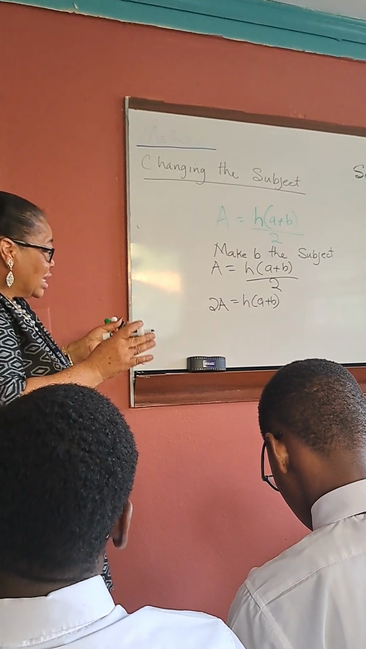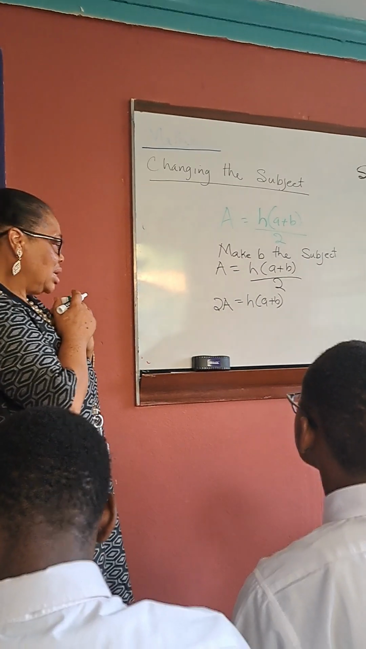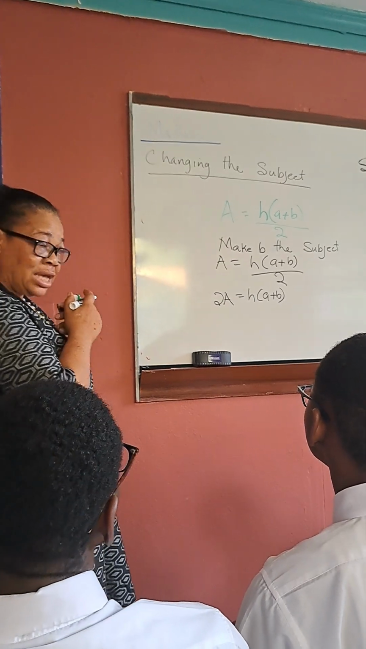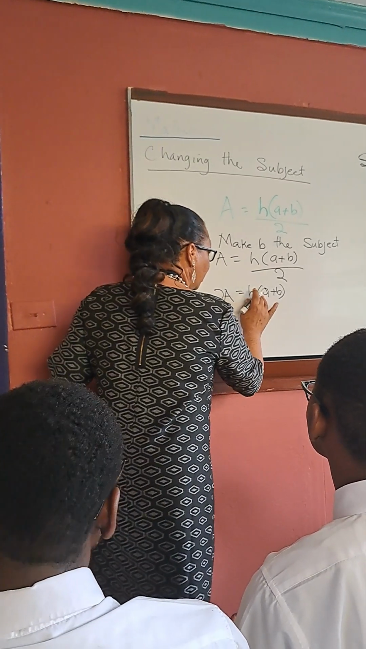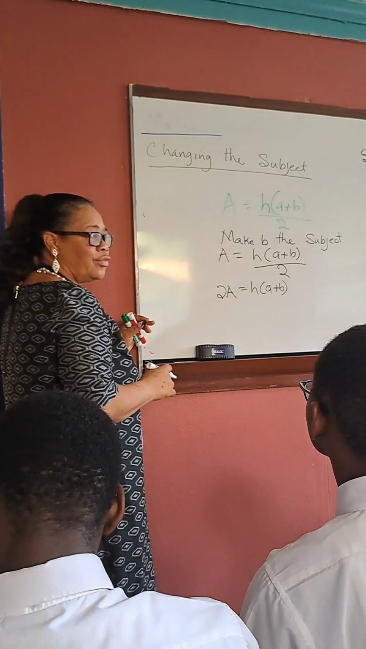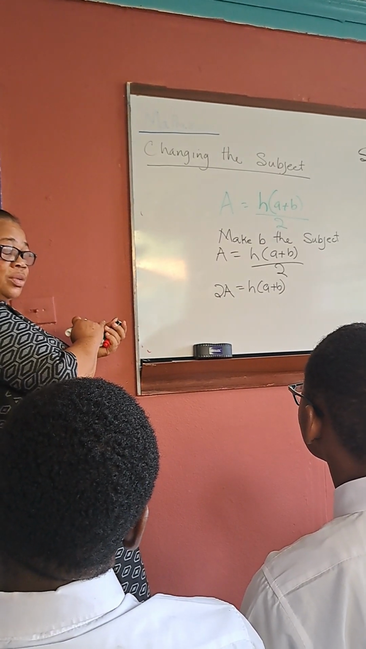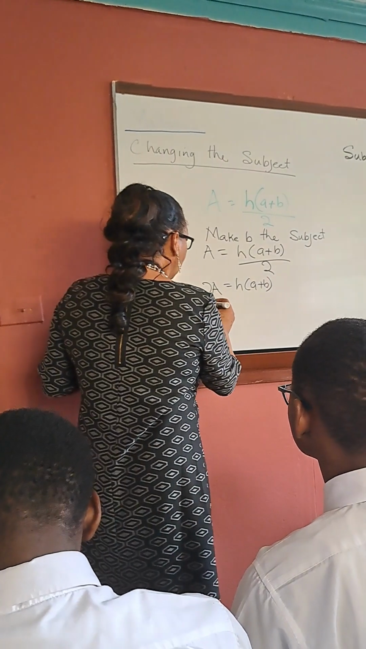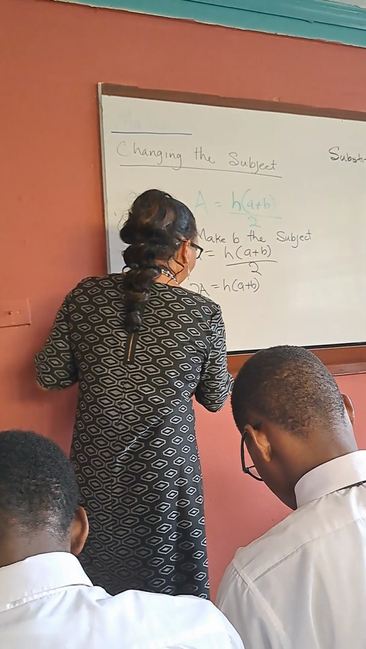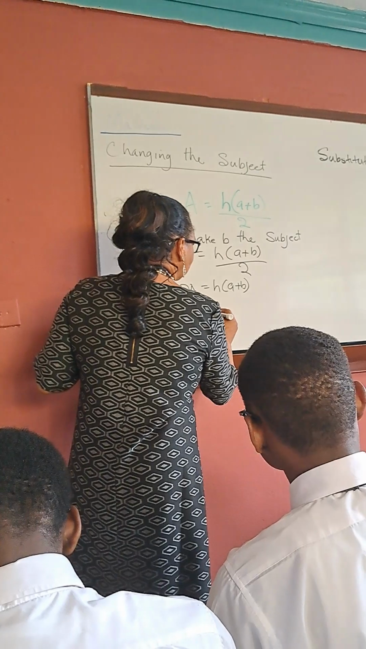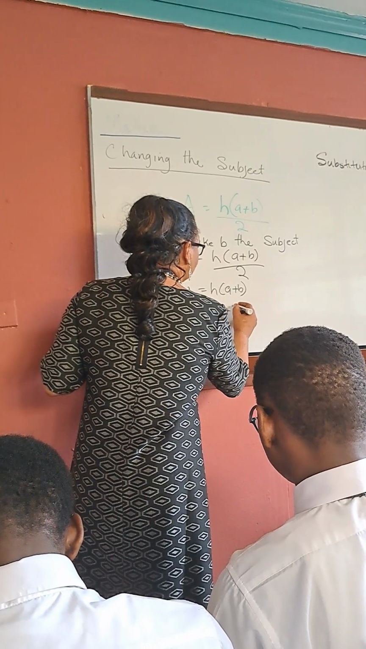The next easiest thing to move over is H, because H is by itself over here. What is H doing when it's over here? Multiplying. So when I bring it over, it will divide. I now write 2A divided by H is equal to A plus B.